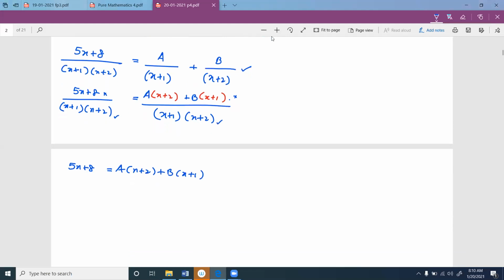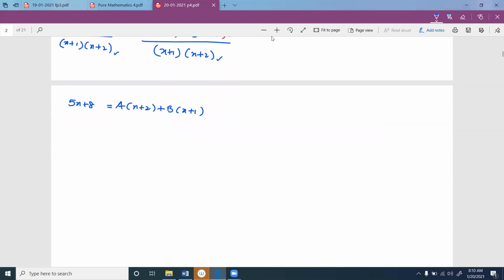Okay, right. Then let's go ahead with this. Now I need to find the values of A and B. So this is the way of doing it. We use the method called substitution to get A and B. You can substitute any values and form two simultaneous equations and do it. But the easiest way is, if I need to find A, I need to cancel out this term.